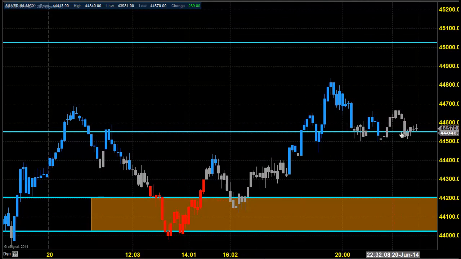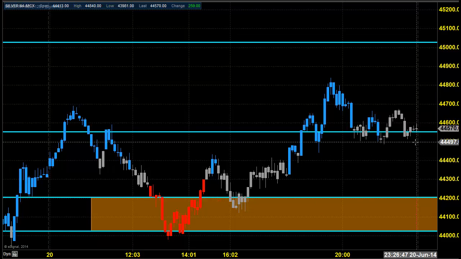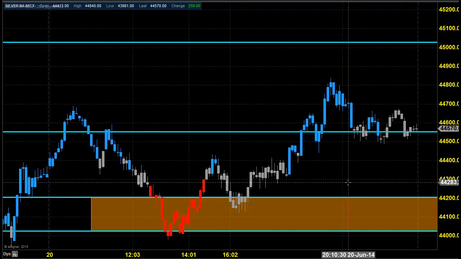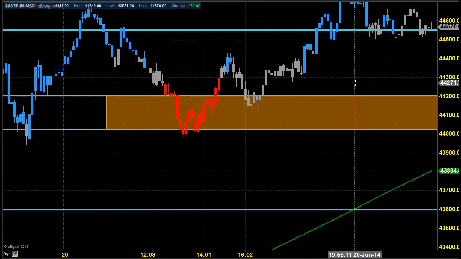There was a long consolidation happening in this zone and it finally closed around 44,570. So this was the entire price action that we witnessed in the silver market on Friday. Everything went according to our plan and our charting tool did a good job in keeping us in the right direction throughout the trading session.